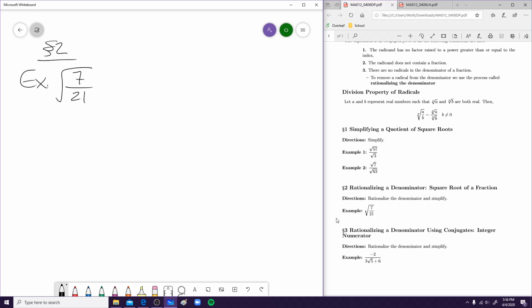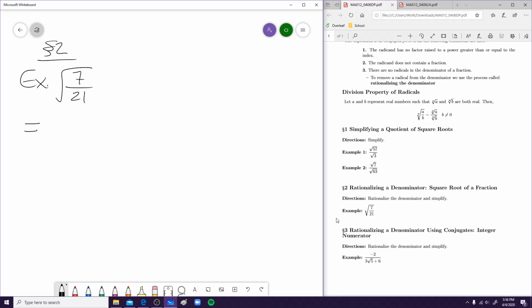Alrighty, now let's go on to section 2, which is rationalizing a denominator. And our direction is to rationalize and simplify. So in a little bit, you will see what it means to rationalize the denominator. But first, let's simplify this.